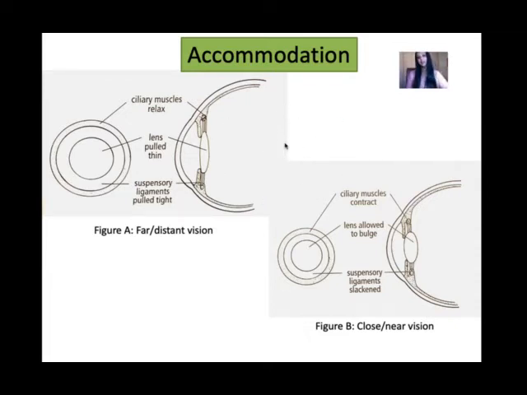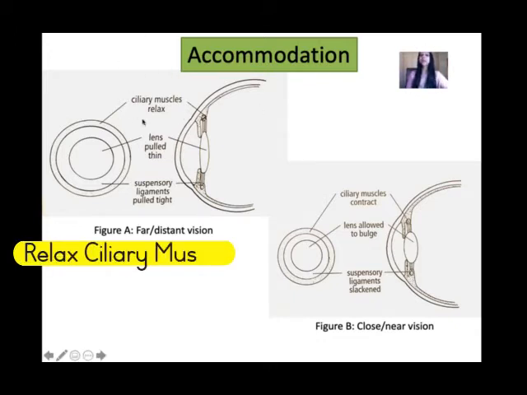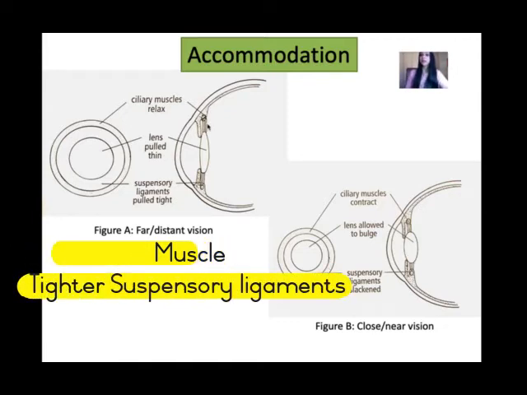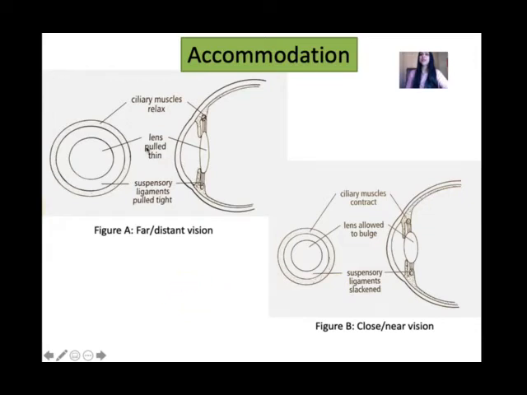Let's repeat. Accommodation in far or distant vision. Step 1. My ciliary muscles are going to relax. There is more pull on the suspensory ligaments, so they become tighter. The lens gets thinner and longer in the middle. Light rays are not refracted as much. Light rays are not going to be bent as much. And then an image is formed at the back of the eye.